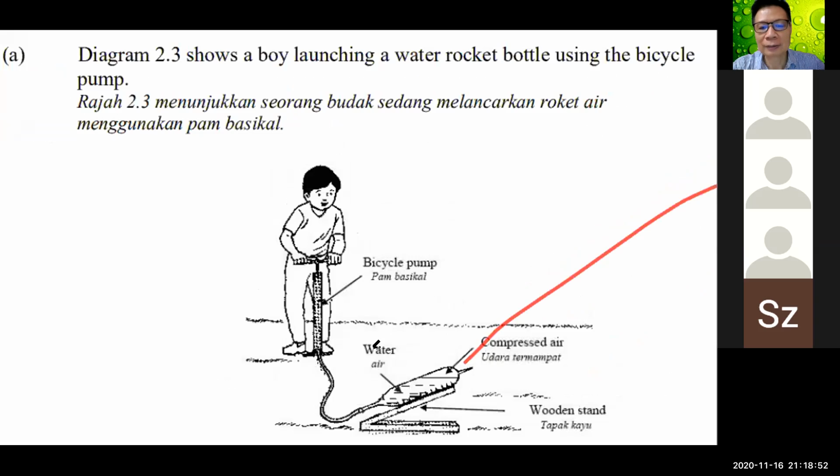When the air is coming into the water bottle, a high pressure is produced. The pressure pushes the water out, producing backward momentum. And based on the principle of conservation of momentum, a forward thrust is produced and pushes the water rocket to fly. Yes, very good answer. Thank you very much. Exactly, everything is correct.